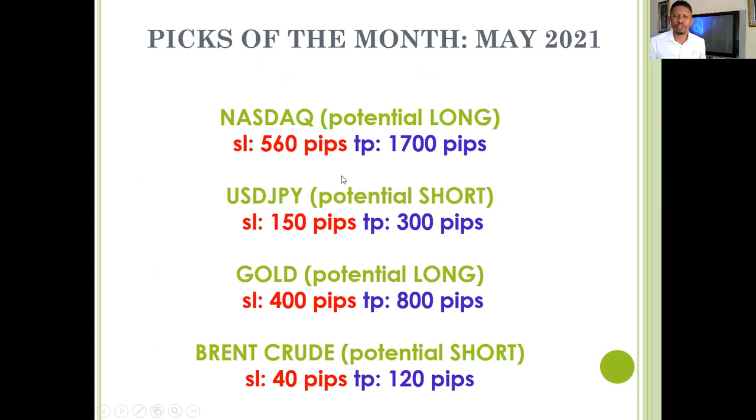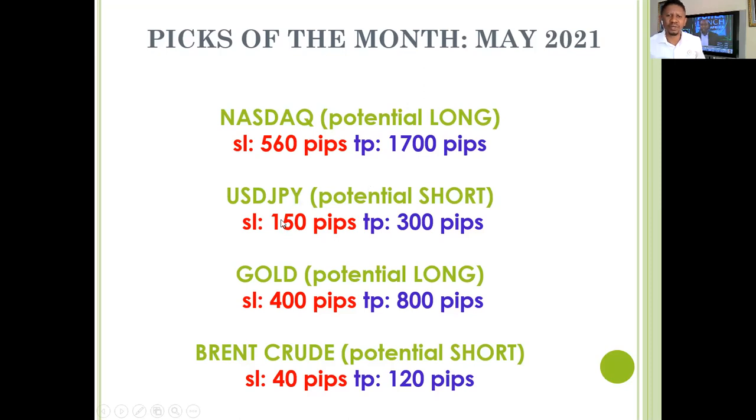We are going to continue with the NASDAQ with the potential long. The 560 pips is a stop loss. If you cannot afford the 560 points, please don't do that. And that's the minimum risk that you can apply for a potential long for the NASDAQ. It's 1,700. It may not be achievable within a month, but it is possible that from these levels we are trading NASDAQ, it may still move 1,700 points.